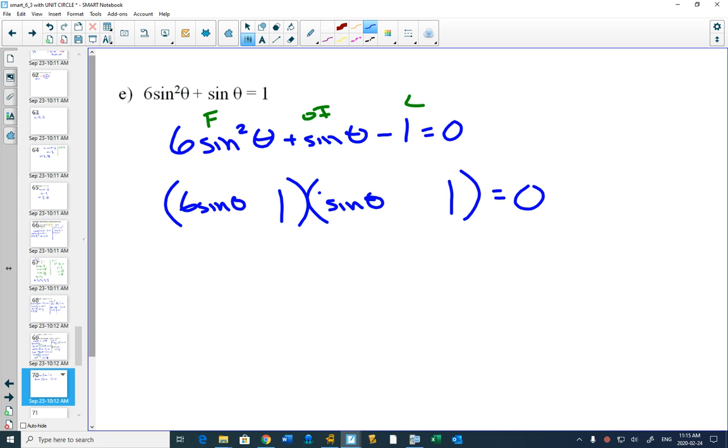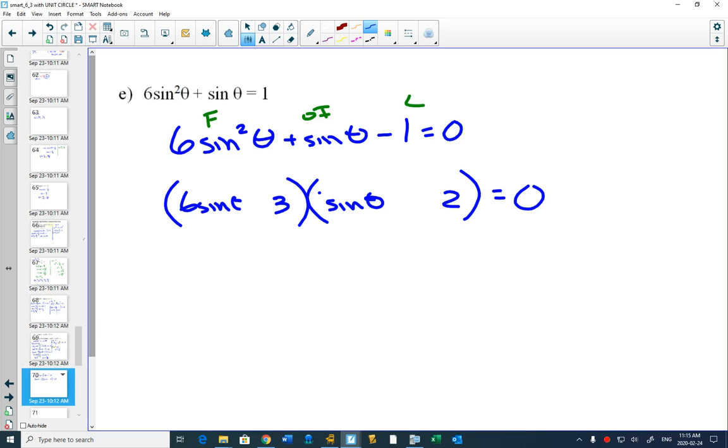My outside would be 6, my inside would be 1. Do 6 and 1 ever add or subtract to leave you with only 1 left? What if you did 6 sine theta plus 3 and then sine theta minus 2? If I did 3 and 2 here, what's 3 times 2? Not 1. Doesn't work for my last one.